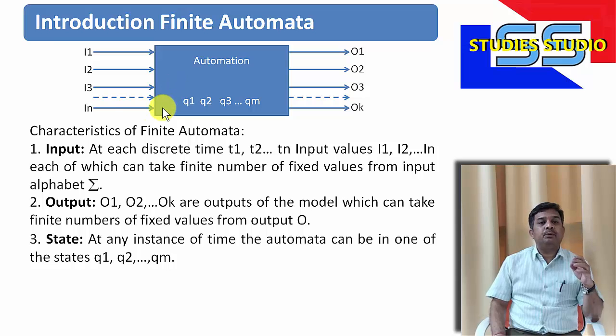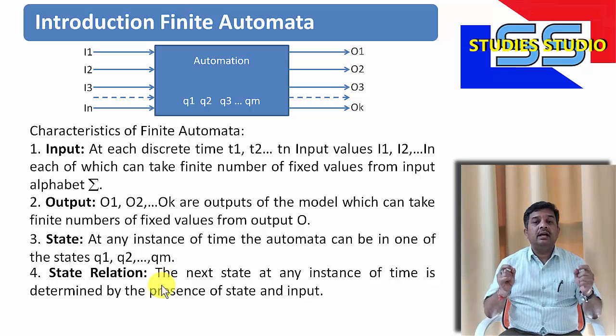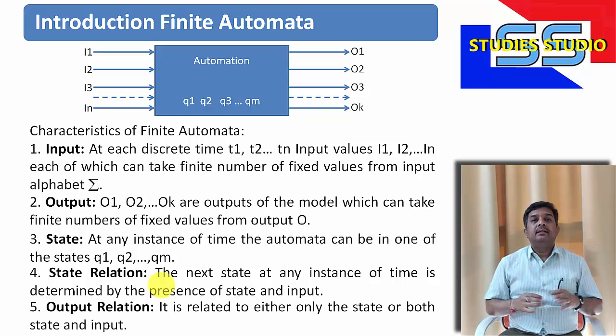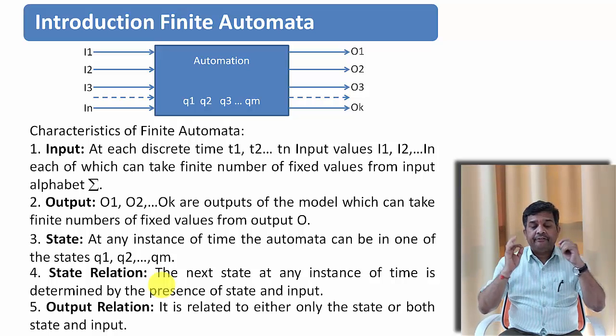Based on these inputs, the state of the automaton will change. The change in the state is called a transition, and it is totally determined by the present state and the input. Similarly, we have an output relation. The output relation is either determined by the state or by both state and input. These things we have already seen in our first video.